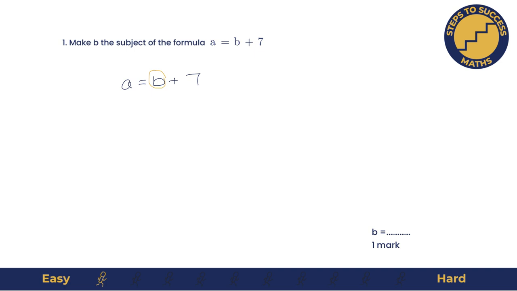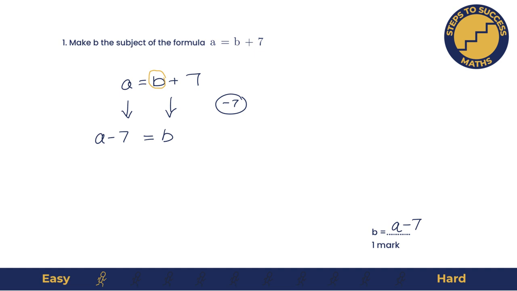So just like solving an equation, we're going to draw arrows coming down from each side of the equation, and we need to subtract 7 to get rid of plus 7. So we've got A take away 7 will be equal to B. B is now by itself, so we've done it. We've rearranged it, and we can just write that as B equals A minus 7.